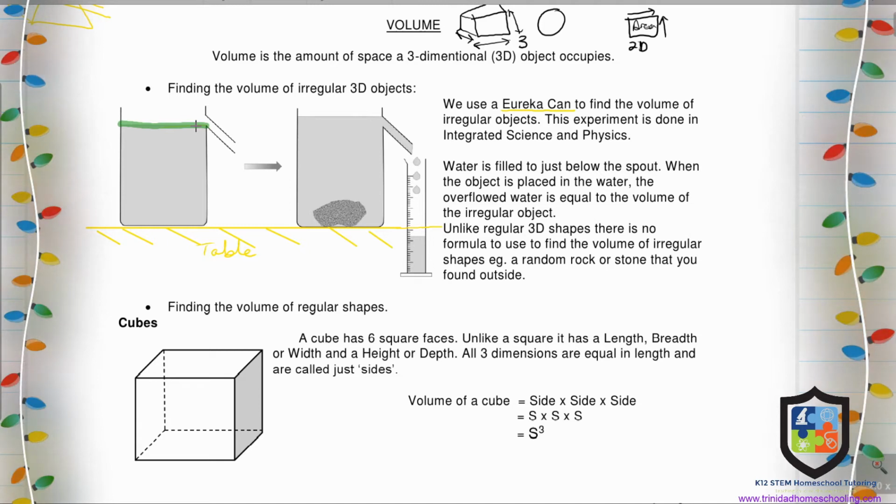So when we put our stone in here, this is my stone, I carefully place it in there and not drop it from a height to cause any splashes. It's carefully placed in there. The water in the can will increase, and the water that overflows and goes into the measuring cylinder tells us what the volume of that stone is. So this is how we find the volumes of irregularly shaped objects.